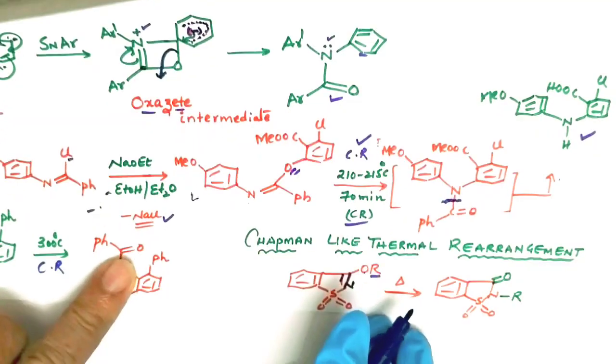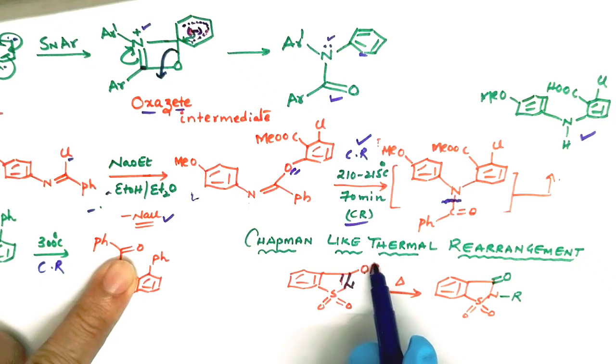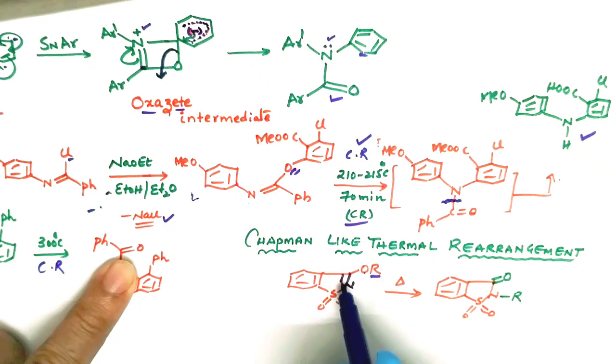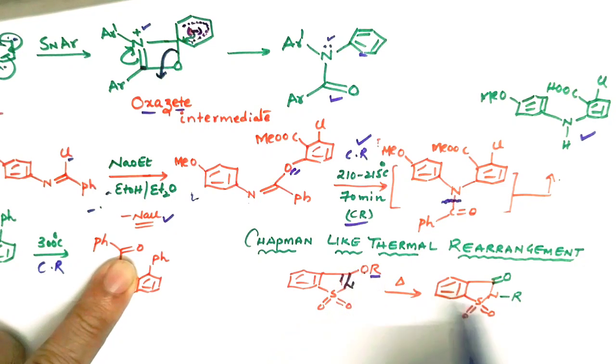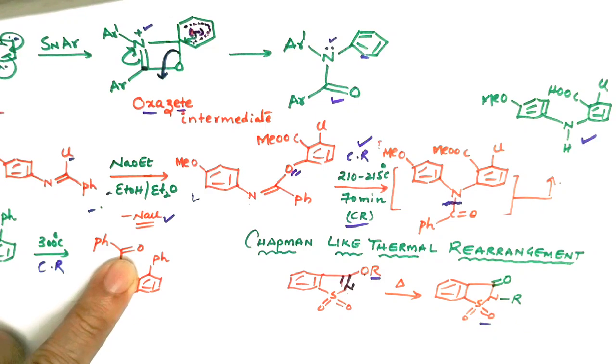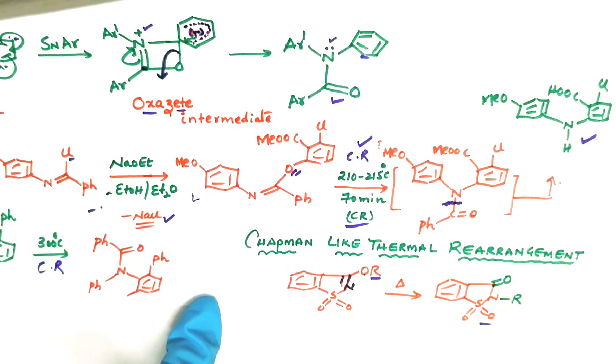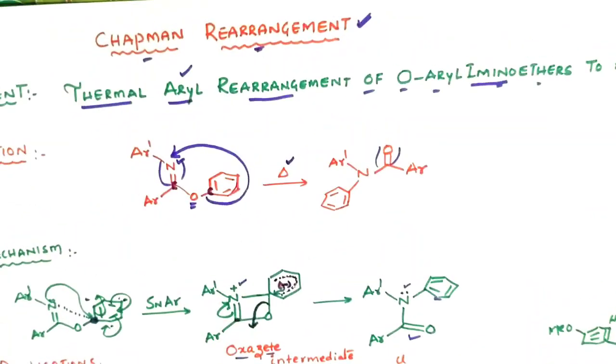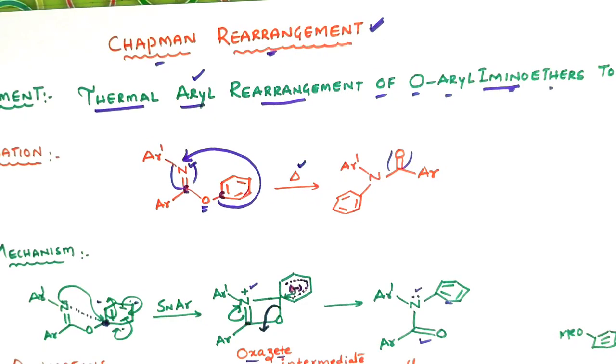Here what happens, the R group will be shifted to nitrogen, the double bond is converted into a single bond, and this single bond is converted into a double bond. Simply we come up with C double bond O, with R shifted to nitrogen. In this way we can write the products. So this is Chapman rearrangement.